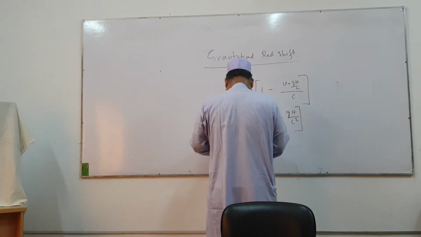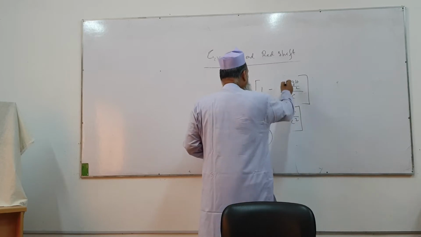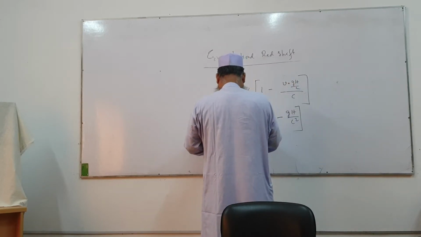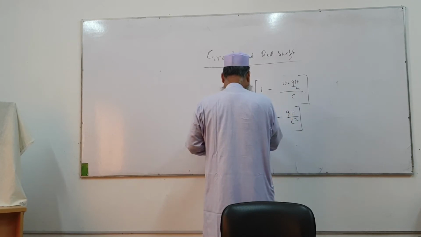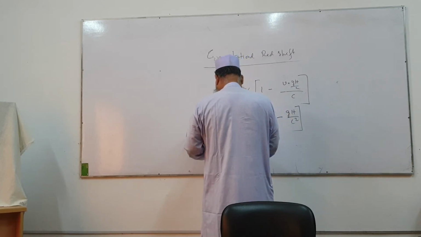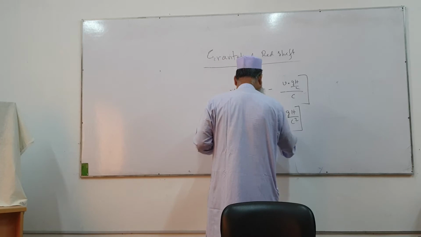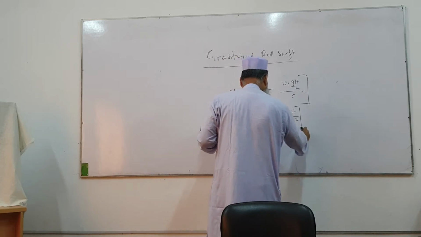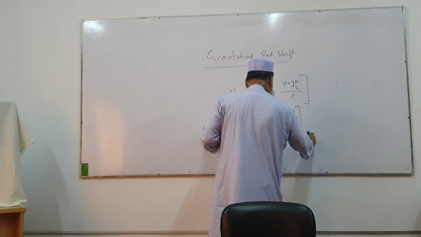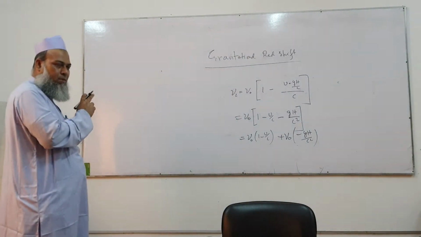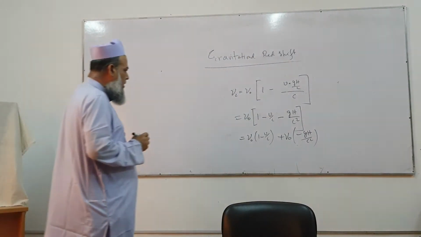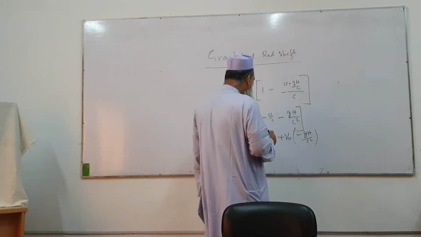Plus or not plus, this is minus nu naught plus nu naught minus gh by c square, right? Plus nu naught minus g by c square. Now I do some trick.